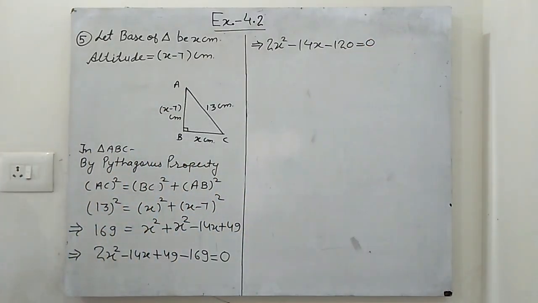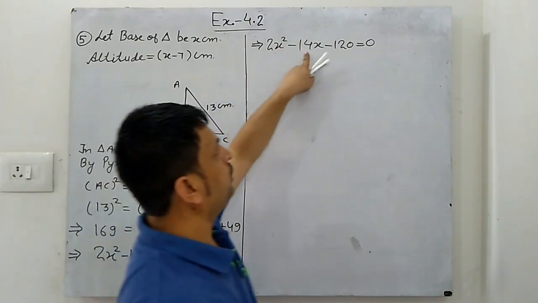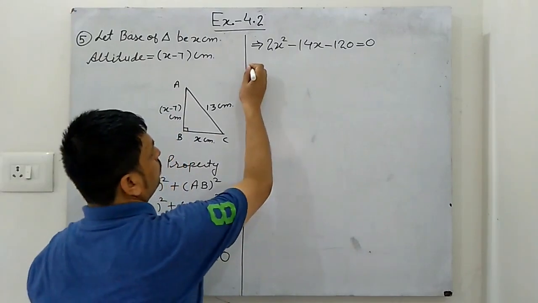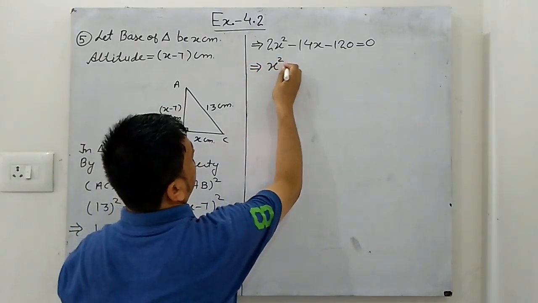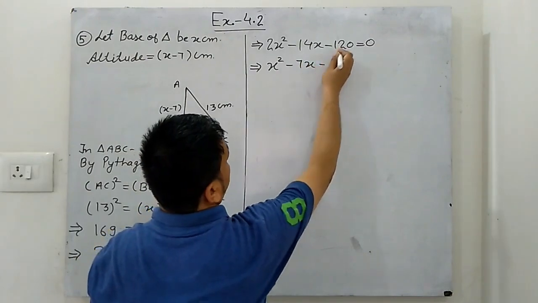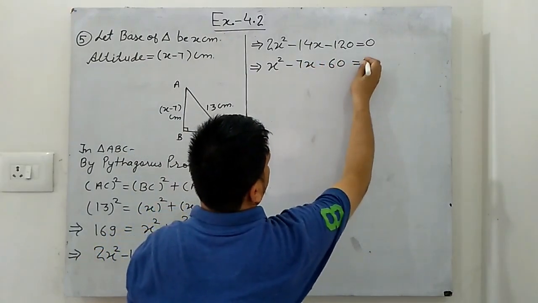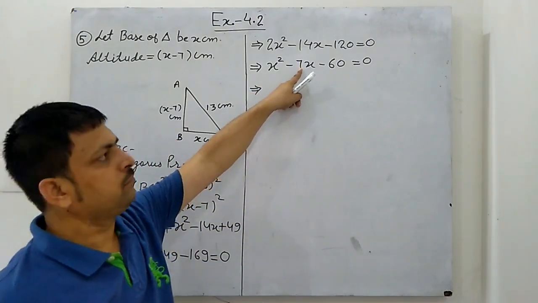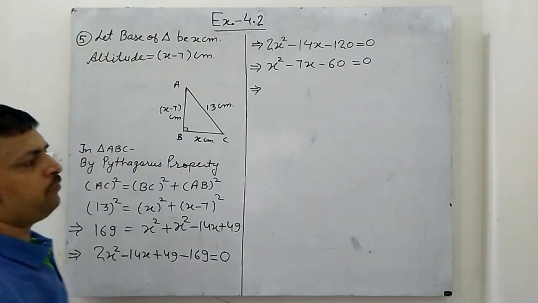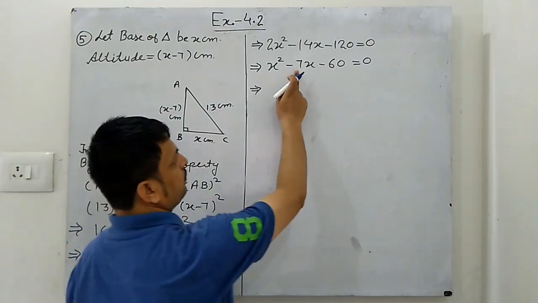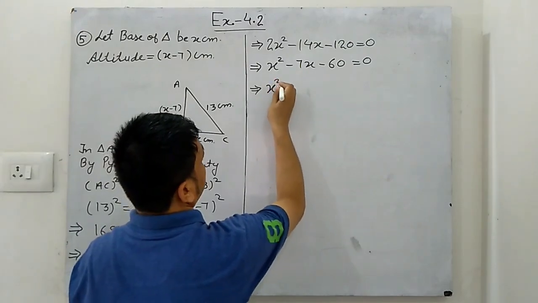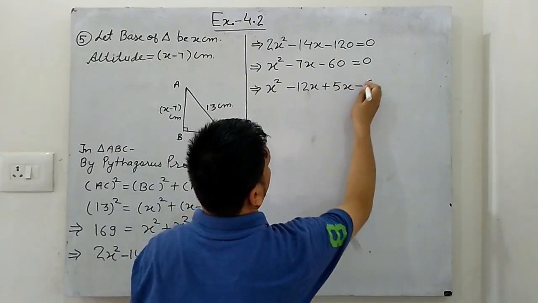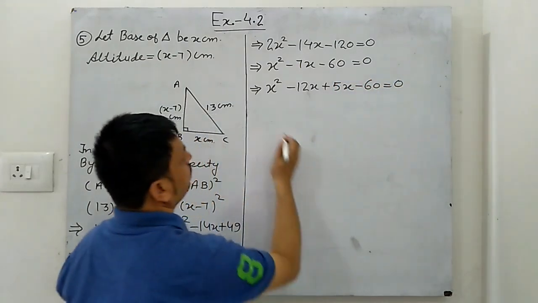Is it clear? Now 2 is common in all the terms, so we can divide both sides by 2. So it will be x square, 14 upon 2, 7x, and minus 60 is equal to 0. Now we have to split the 7x. Clear? So 12 fives are 60 and 12 minus 5, that is 7. So x square minus 12x plus 5x minus 60 is equal to 0.